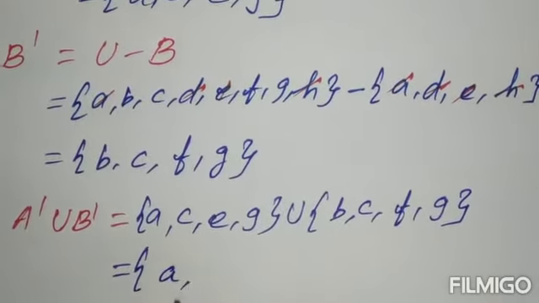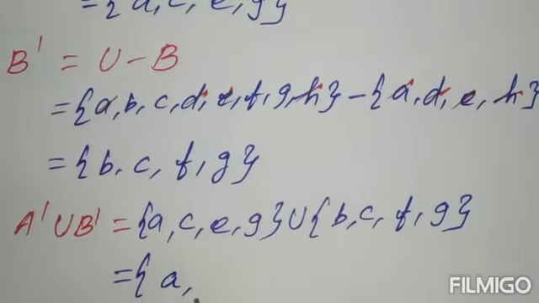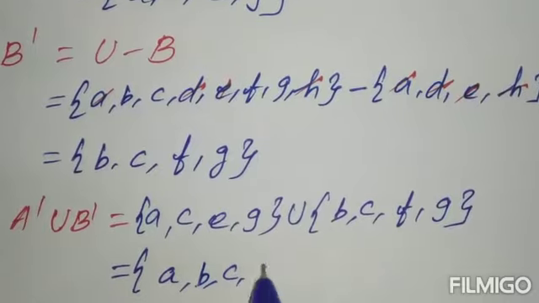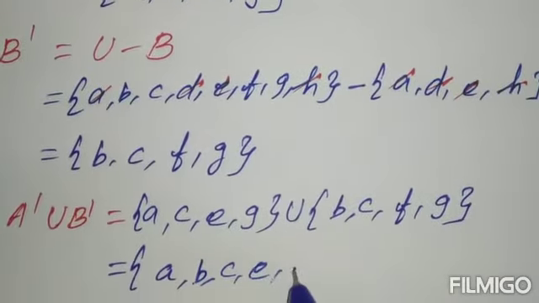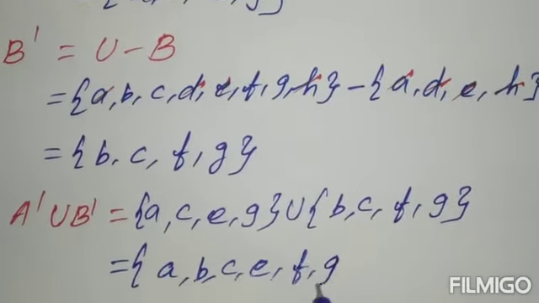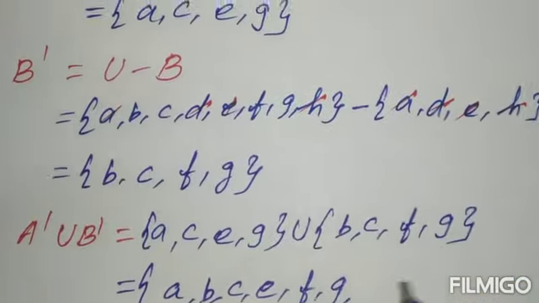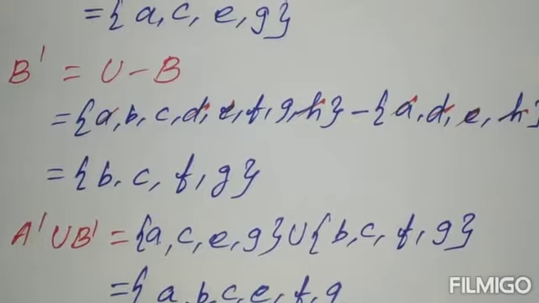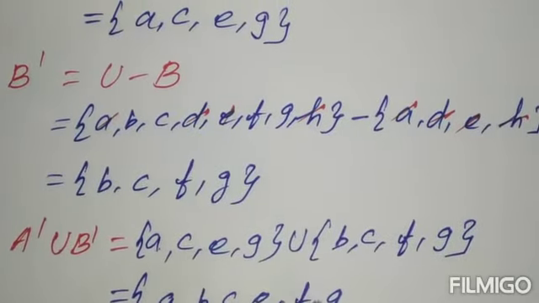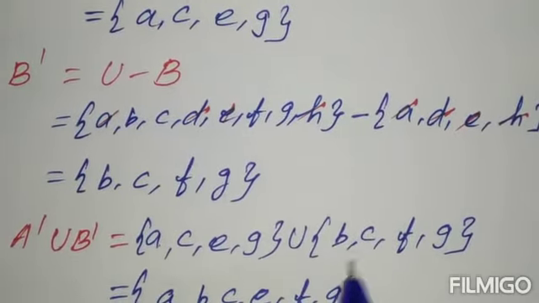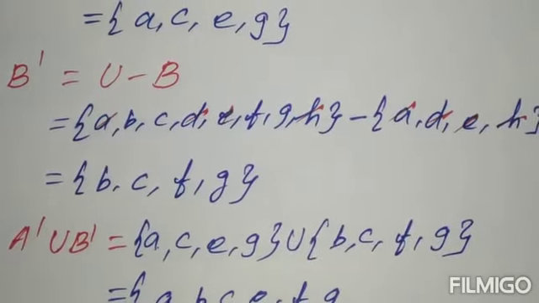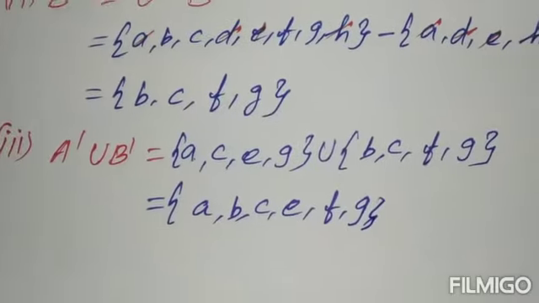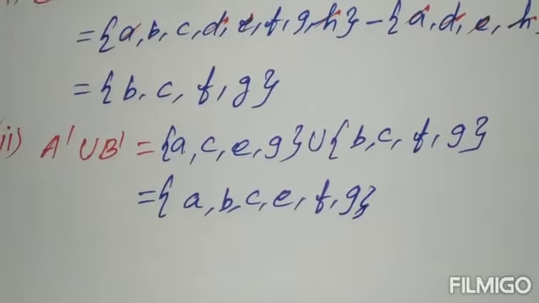So A, then B is there in the B complement. So B, then C, E, then F, then G. There is no H, up to G only. So let us check. A we have written already, C also written, E also written, G written. B already written, C also, F also, G also. Okay. So these are the elements of A complement union B complement.